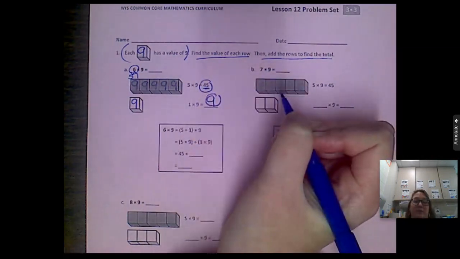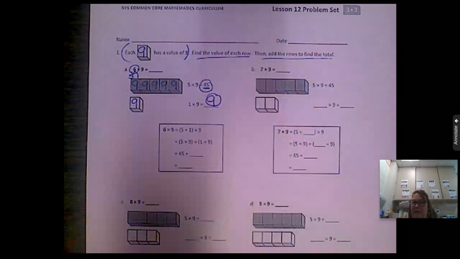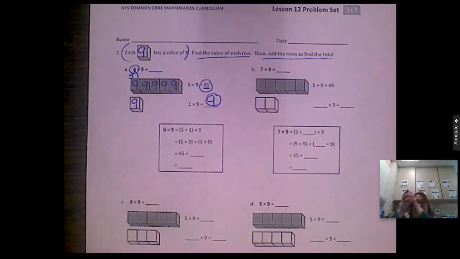What would we do with those two? I've got my two parts and I'm going to add them together, right? But let's look at the little puzzle down here that they have for us and fill in our parts, and then we'll find our total, okay?